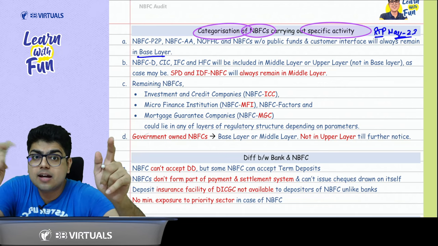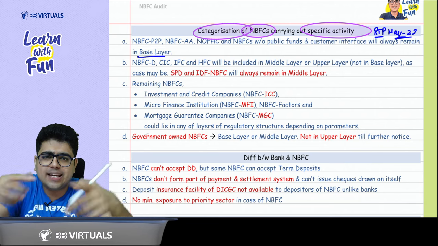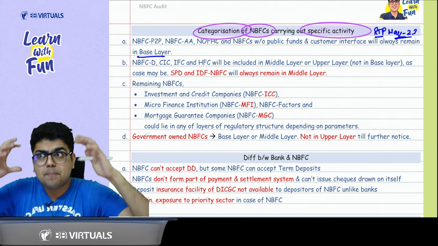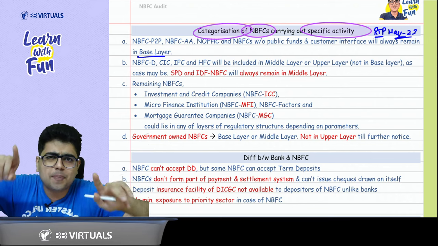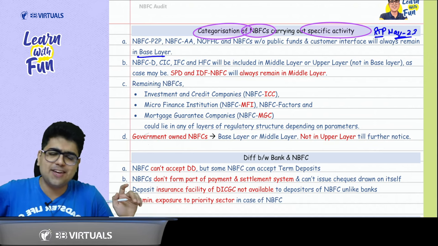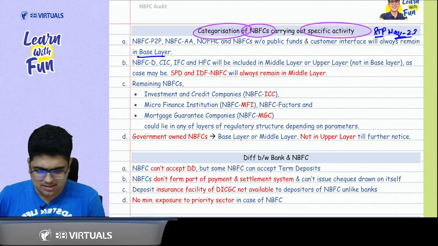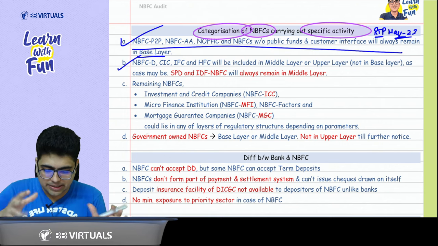Who are the parents? P for P2P, peer to peer lending NBFC. AA for account aggregator. P means parent, parents mean holding, not doing anything: non-operative financial holding company. Very good. And then the last one was not accessing public funds, not having any customer interface. Is the first part clear? Yes, sir. Now let's move to the middle layer.